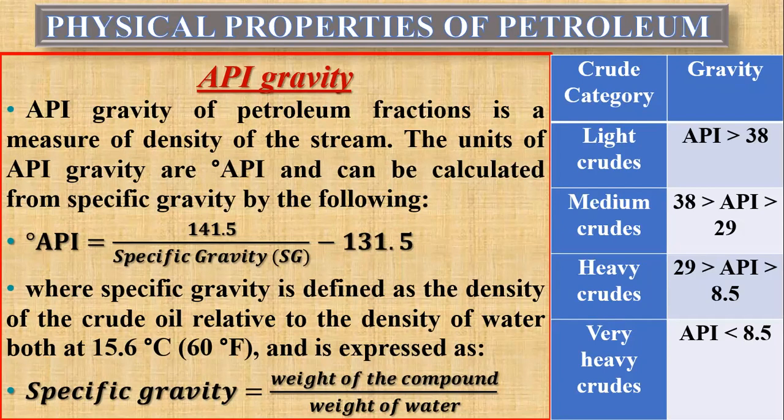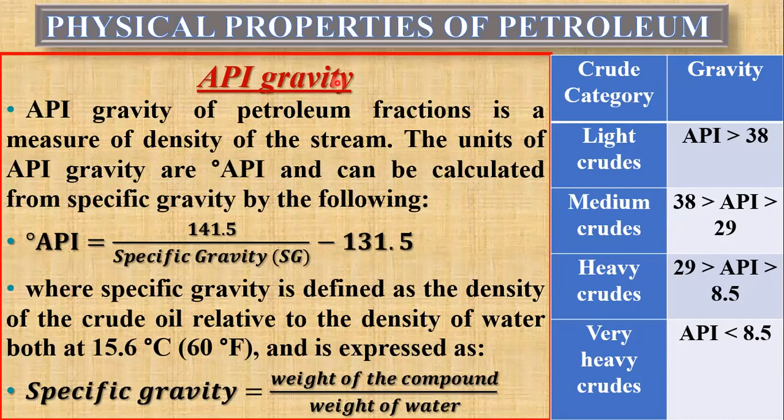Companies or refineries like crude oil which is very light because it is easier for them to refine, and they get more petrol and diesel. But if your crude oil is very heavy, after refining you get more heavy products such as bitumen and asphalt, and you get very small amounts of petrol and diesel. So most companies prefer crude oil which has very high API gravity, that's light crude oil. That is how API gravity affects the market price of crude oil.